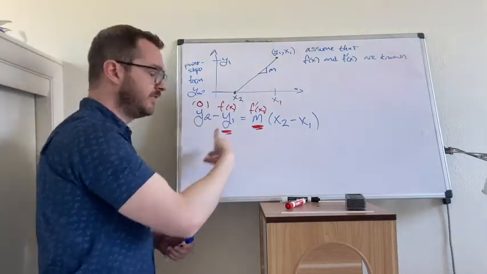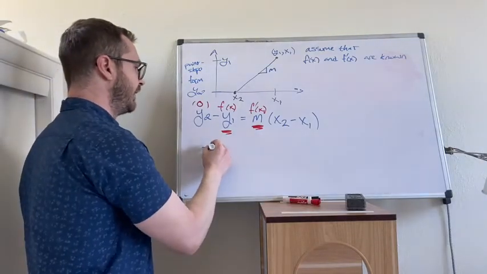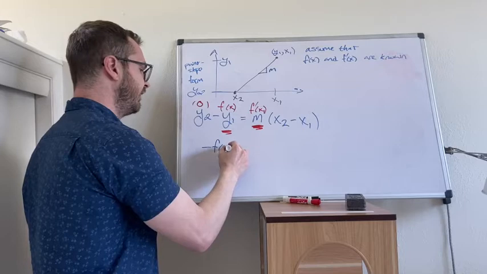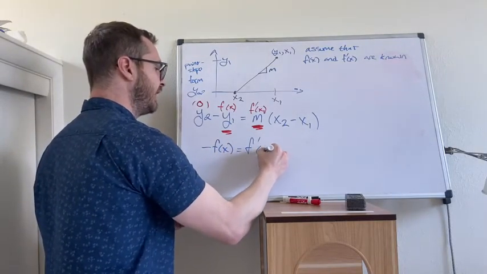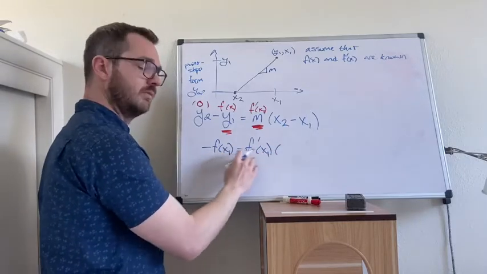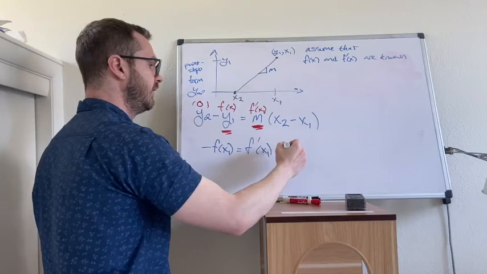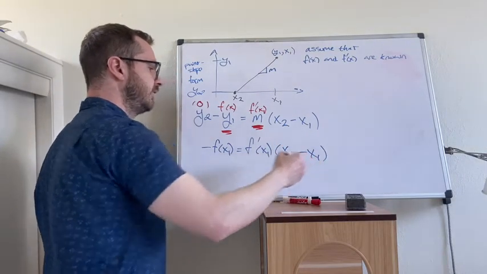So let's take this and put these claims in here. We have minus f of x1 equal to, bring this down, f prime of x1, and don't forget these are x1s. And then here is x2 minus x1.